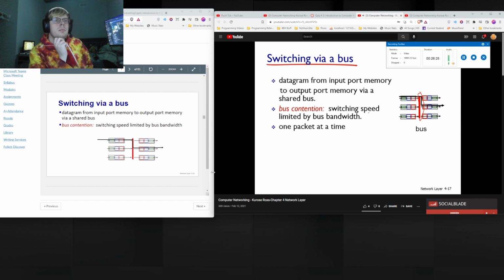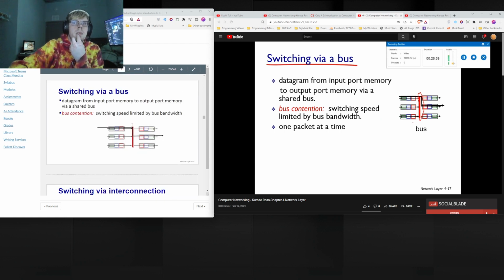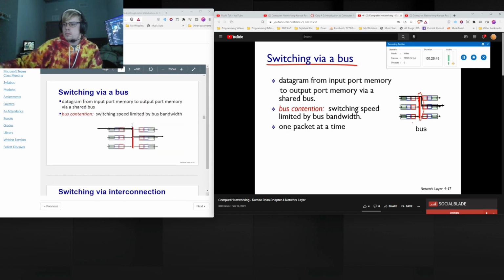Although the routing processor is not involved in the bus transfer, because the bus is shared, only one packet at a time can be transferred over the bus. So only one packet can travel on this bus. A packet arriving at the input port and finding the bus busy with the transfer of another packet is blocked from passing through the switching fabric, and it is queued at the input port.